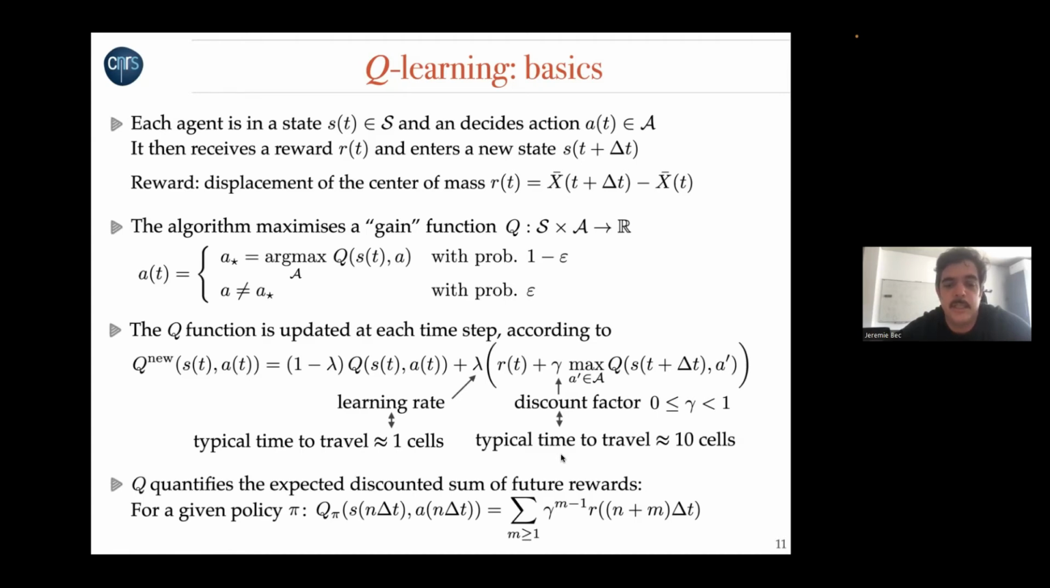But the problem is that there are very few results on the convergence of the Q-learning to the expected discounted sum of rewards. The main theorem which allows you to know that the algorithm is converging requires lambda to decrease as a power law as a function of time, and epsilon also has to decrease as a function of time. These are the two main ingredients to be ensured of the convergence of the algorithm.